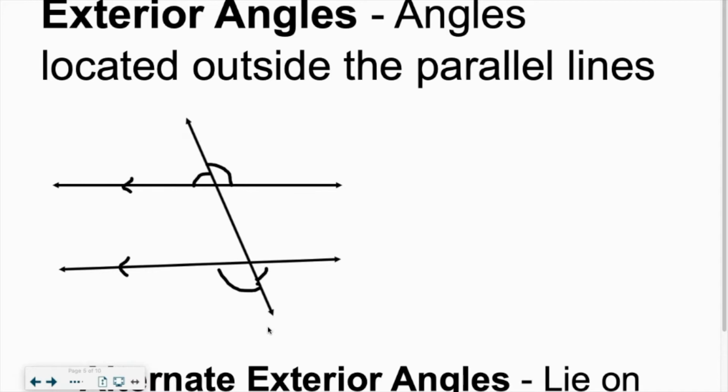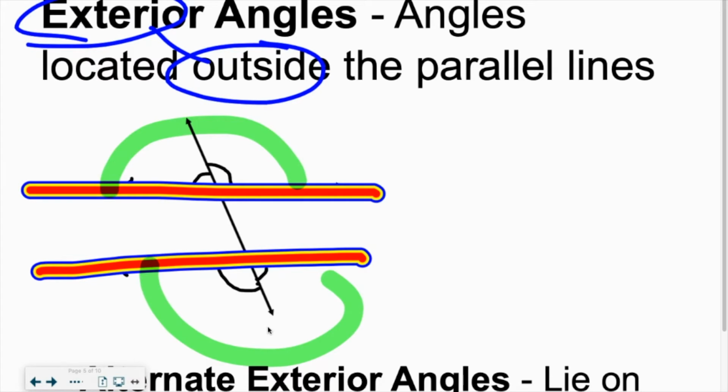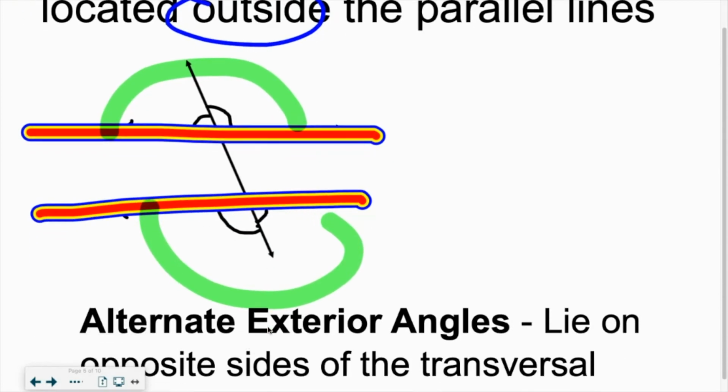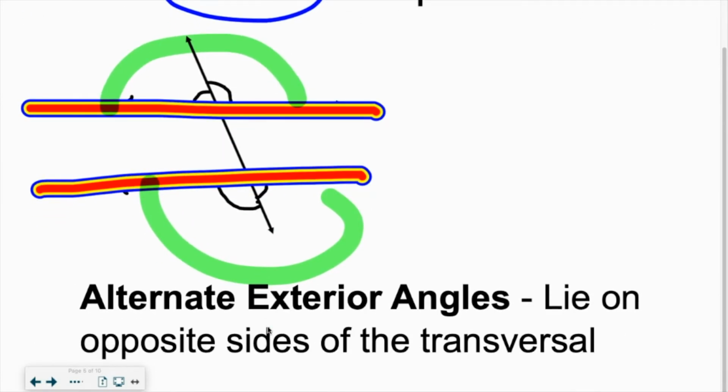talk about exterior angles. When you hear the word exterior, it means just like it says, exterior is outside. So when we look at our two parallel lines, we're looking for angles that are on the outside of those parallel lines through that transversal. So we've got 4 exterior angles, but today we're going to really focus on what's important is this word again, alternate, which means the same thing as opposite. Alternate exterior angles lie on opposite sides of the transversal.